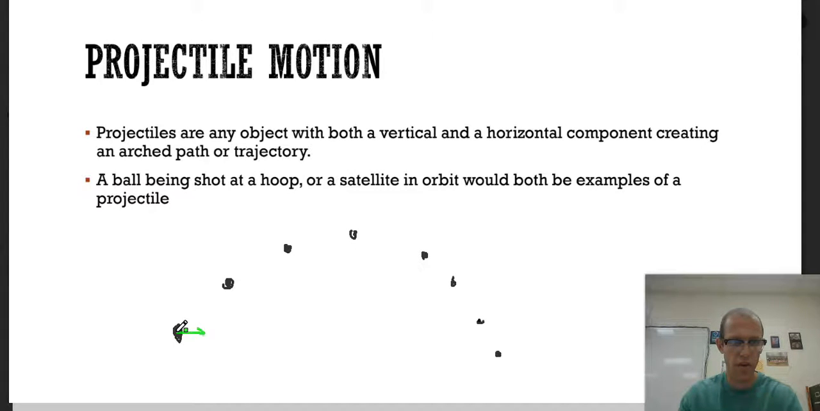So whenever you throw that ball, it has a horizontal component. It's traveling through the air. That speed is not changing because we're going to neglect air resistance. So these balls at the bottom here should probably be further to the right. But notice all of the green arrows are the same length.